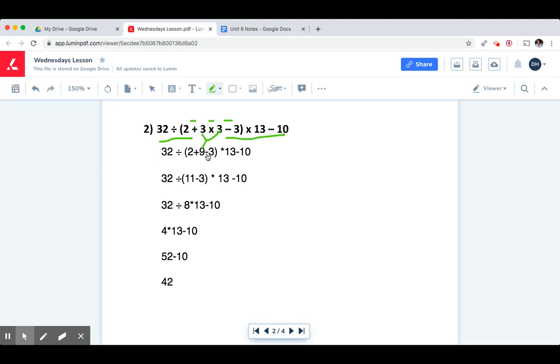Now in the parentheses, I only have addition and subtraction. So I just solve from left to right because they have equal power. 2 plus 9 is 11. Copy everything else. 11 minus 3 is 8. Copy everything else.